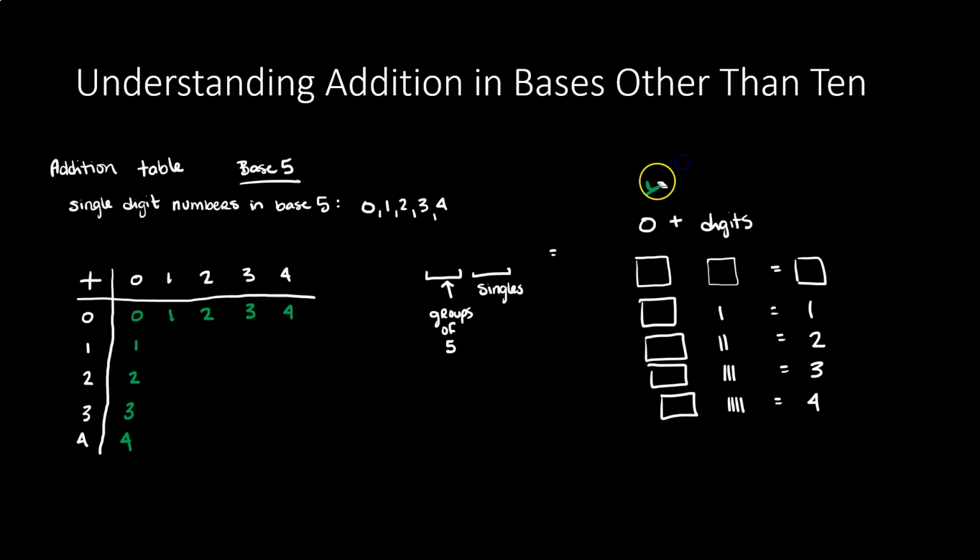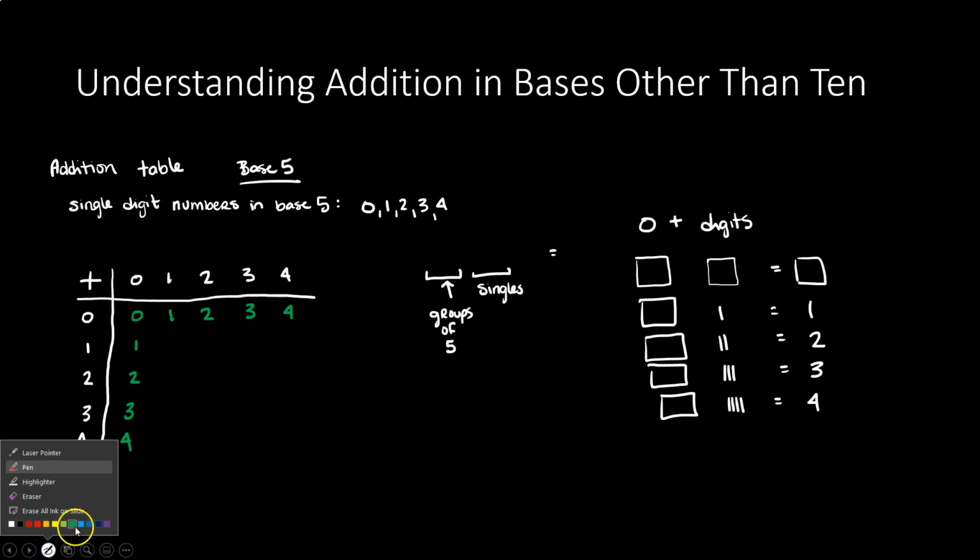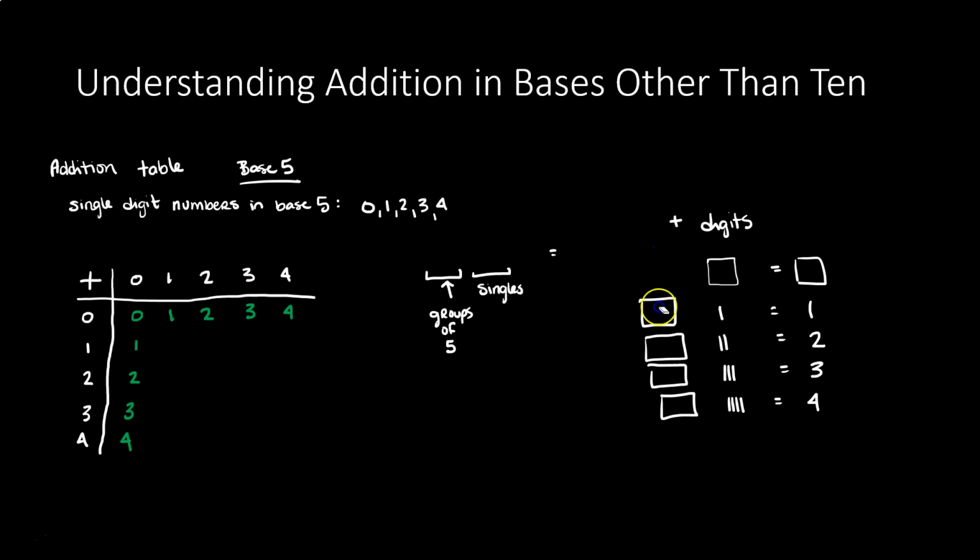Next, I'm going to adjust this. Instead of doing 0 plus each of the digits, we're going to look at adding 1 plus each of the digits. 1 plus 0, sorry, 1 plus 0 is not 0. 1 plus 0 is 1. 1 plus 1 would become 2. 1 plus 2 would become 3. 1 plus 3 would become 4.